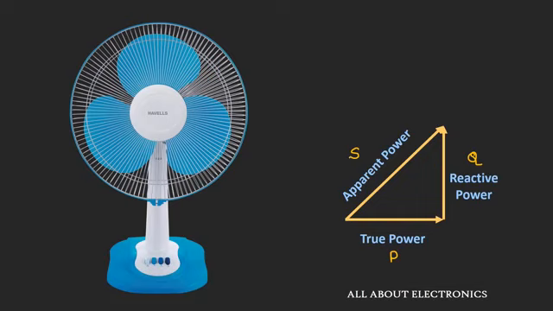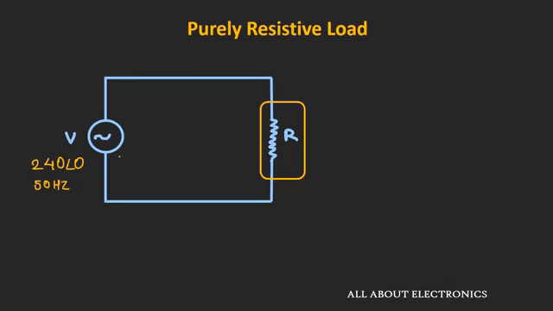Now let us understand these different powers and the power factor by taking a circuit example. First, let us say we have a purely resistive load connected to the AC voltage source, and assume the value of the load is 40 ohm. The current I flowing through this resistive load will be equal to V upon R, that is 240 volt RMS voltage divided by 40 ohm, which comes out as 6 ampere RMS current.